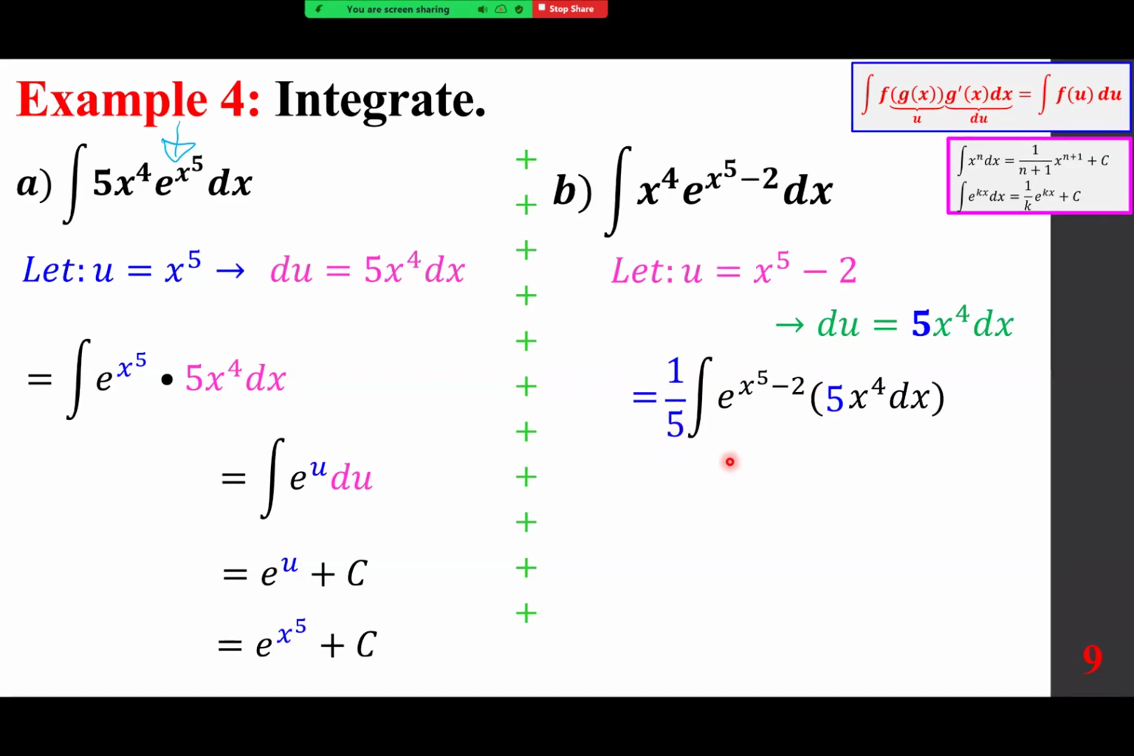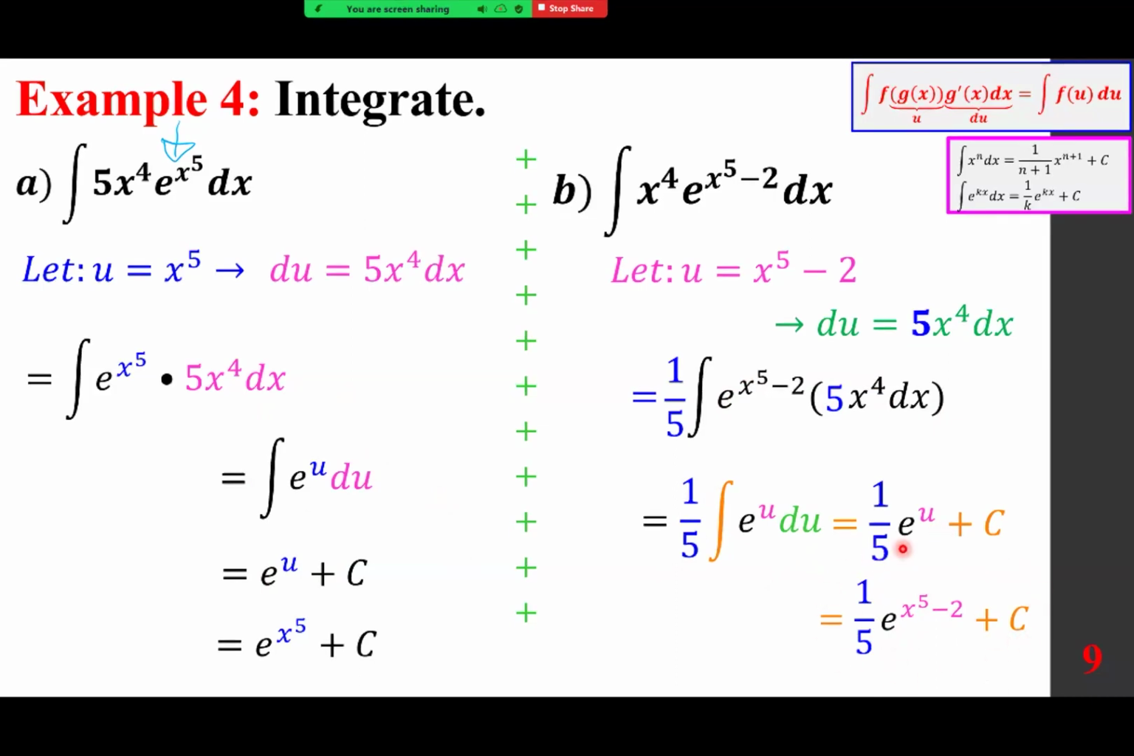Now I'm dealing with e to the power of u du here. So this portion is the same as this one, which has the same answer, but keep the 1/5 and replace the u. And the final answer is 1/5 e to the power of x to the power of 5 minus 2 plus c. If you differentiate the final answer, you get this one without the dx, and that shows that you have the correct answer.